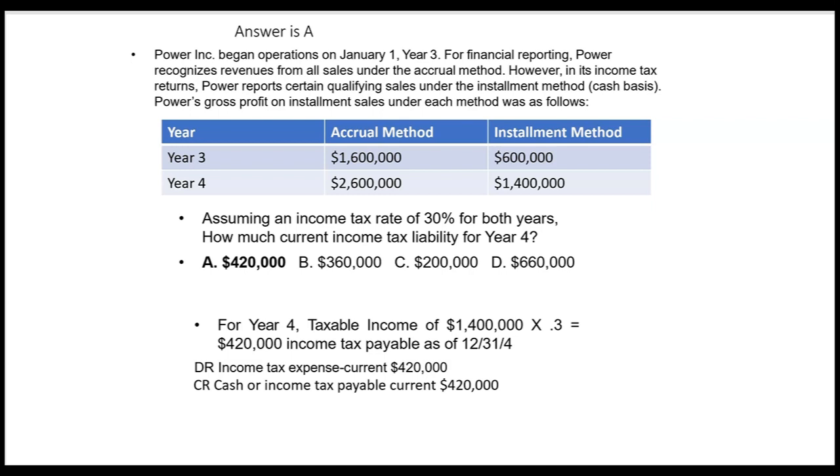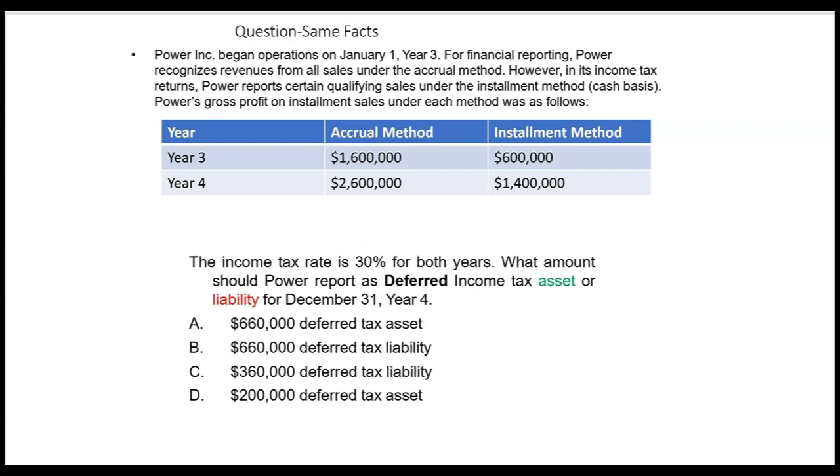You'll debit income tax payable current $420,000 and credit cash. If you credit cash right now, that means you're paying it today. But the key is this is current income tax liability. It's what's owed very soon, right now, within the next 30, 60, 90 days. It's not the deferred portion. We'll get to that next.